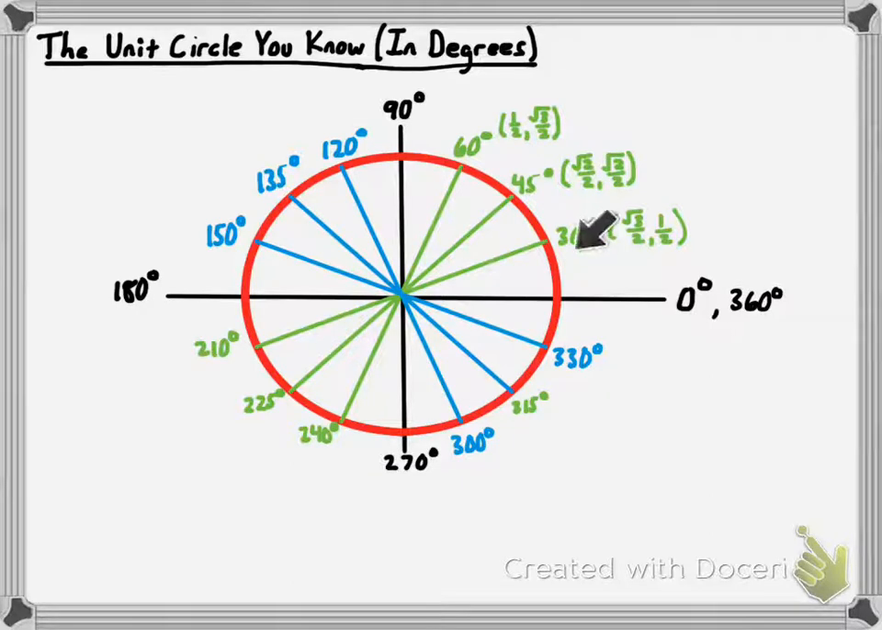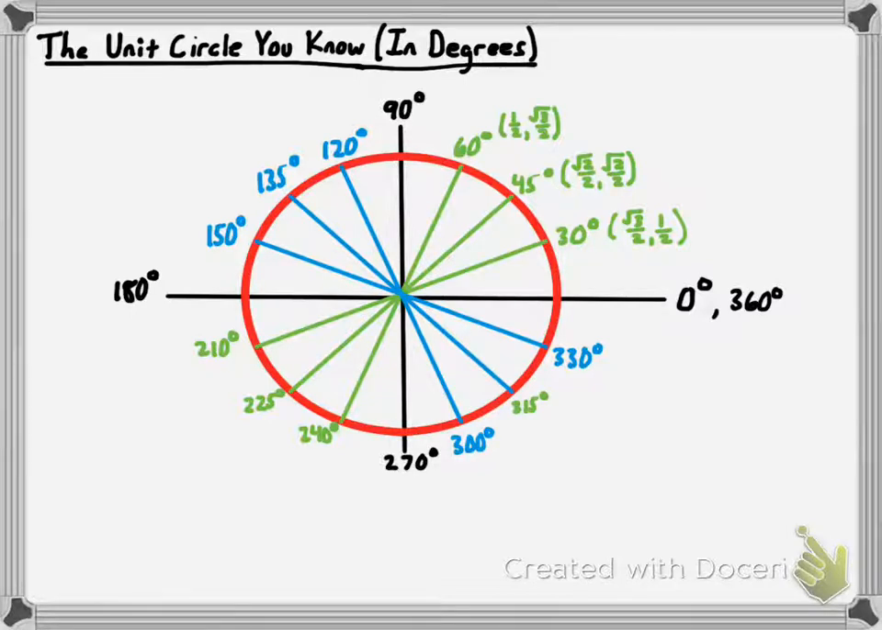Remember that for 30 degrees, the x-coordinate, or the cosine value, was the square root of 3 over 2, and the y-coordinate, or the sine value, was 1/2. For 45 degrees, both the x and y, or cosine and sine values, were square root of 2 over 2. And for 60 degrees, the cosine, or x-coordinate, was 1/2, and the sine, or y-coordinate, was the square root of 3 over 2.